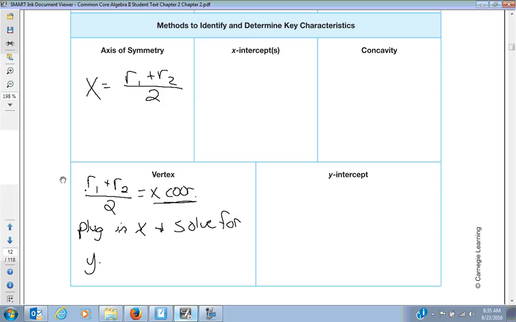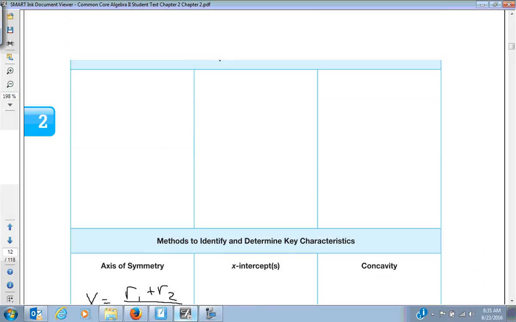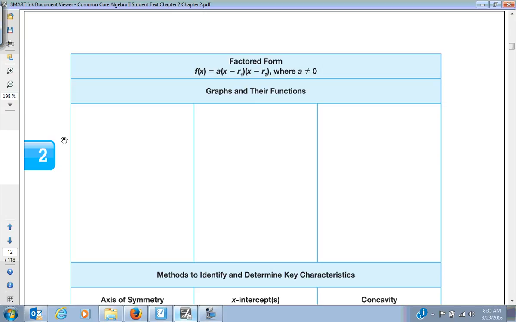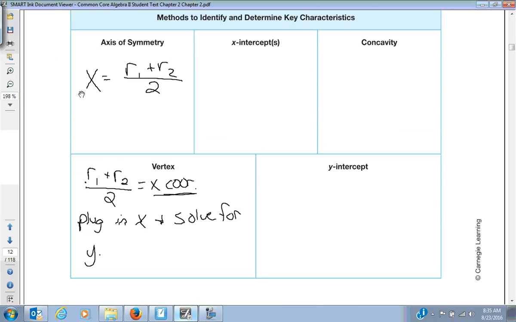For this one, you're in factored form. And in factored form, it's going to look like this. And here's the way, again, this is the most important part. You're going to find your axis of symmetry. You're going to find your vertex.